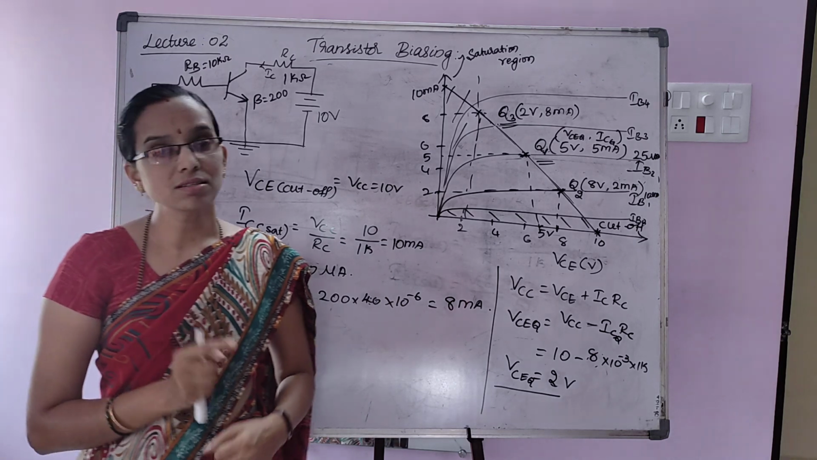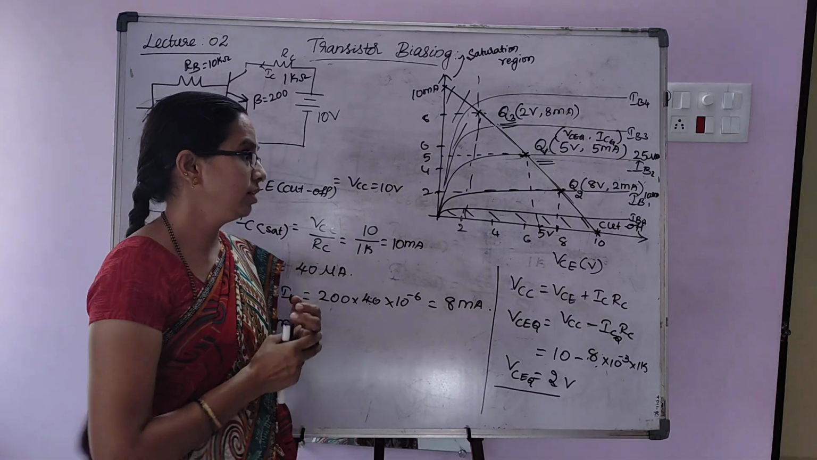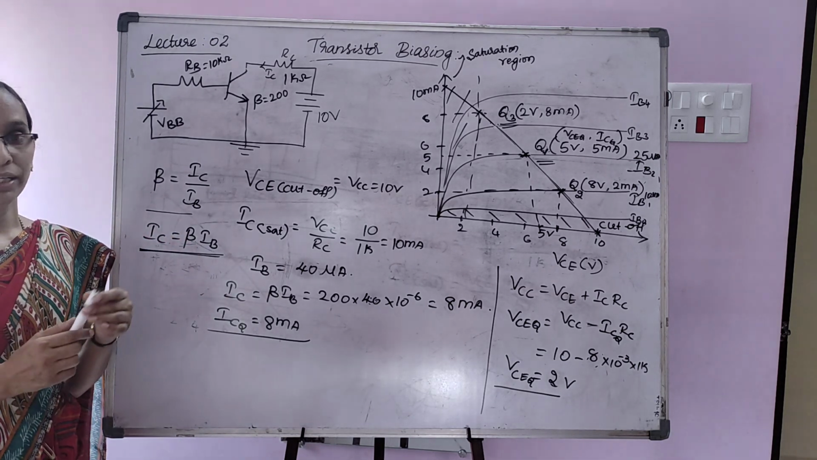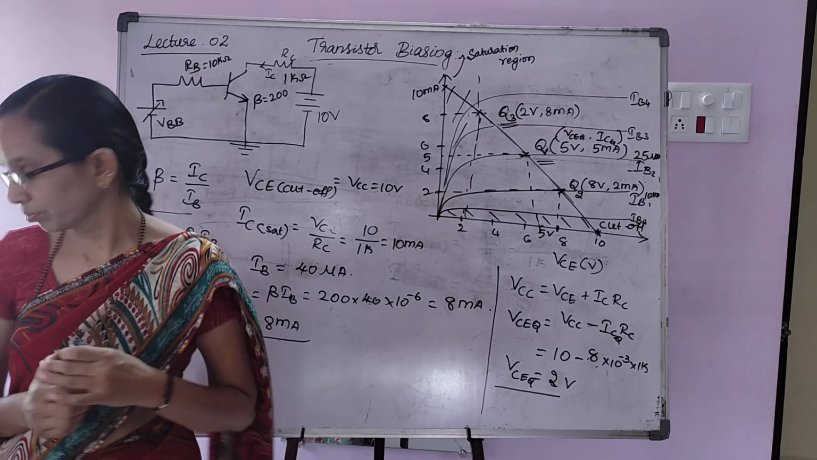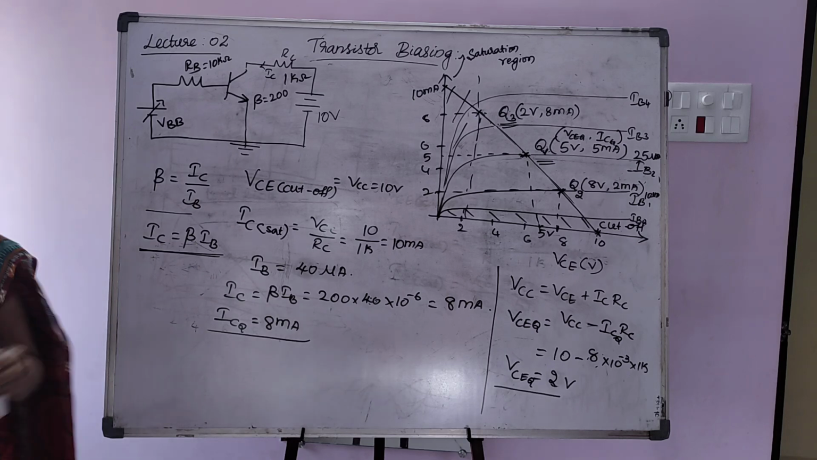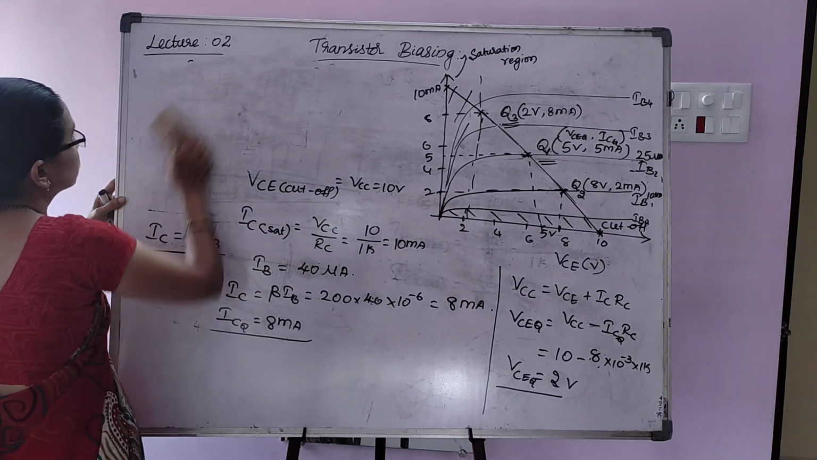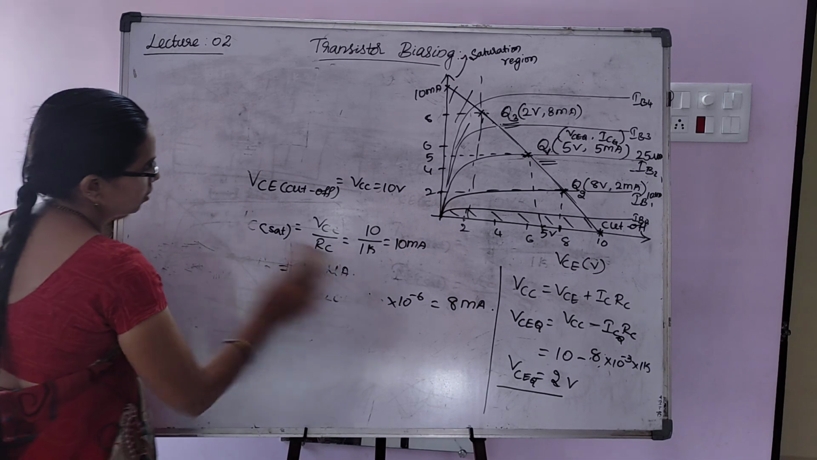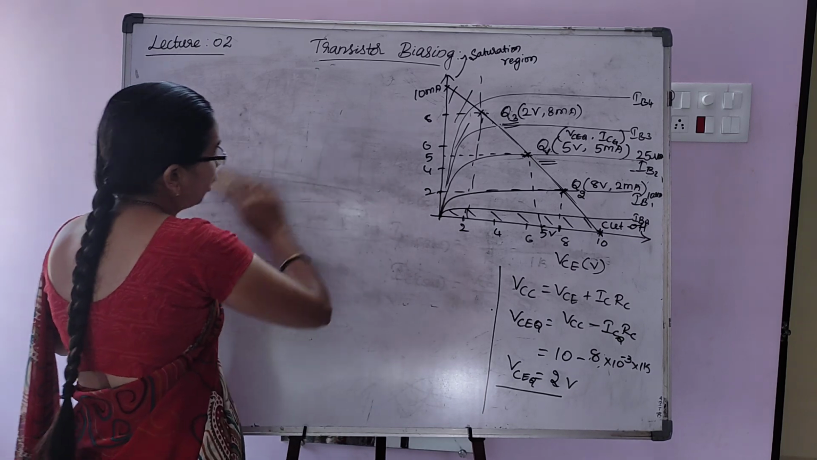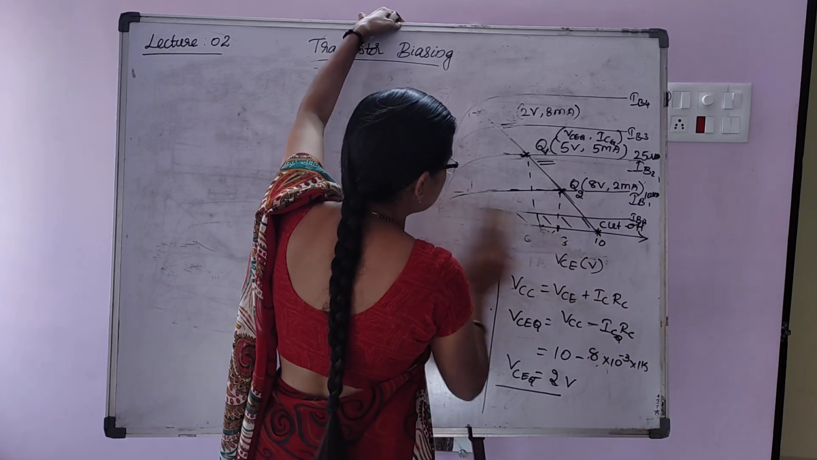So to work the transistor as an amplifier, the Q point should be at the center of the active region. At that time we will select Q1. This is how to select the Q point of the transistor. So we have studied how to draw the DC load line and how to find the coordinates of the Q point.